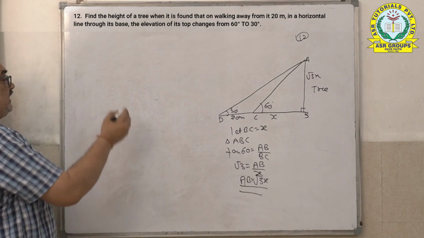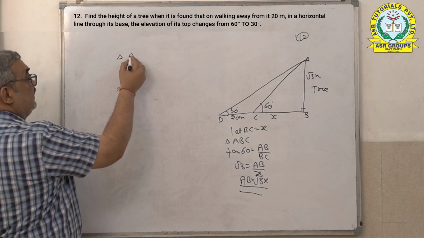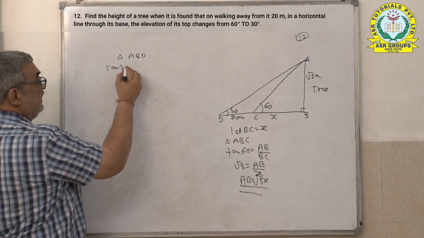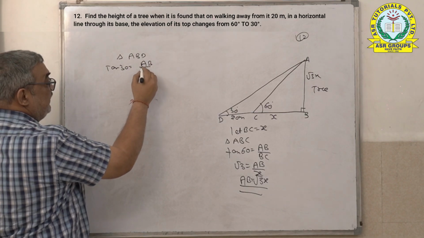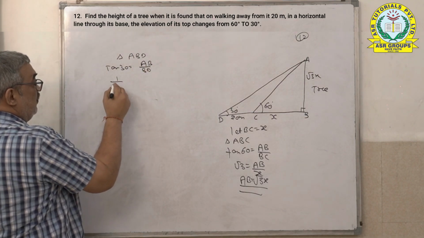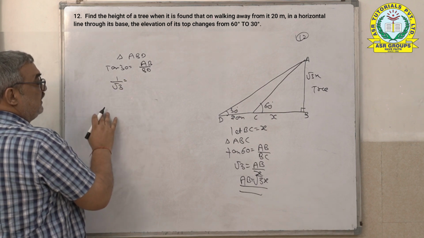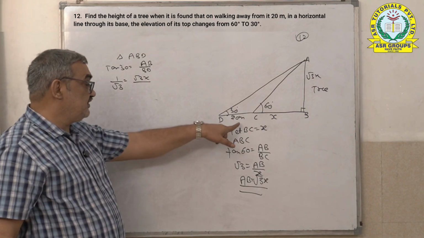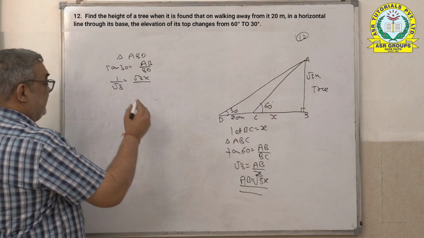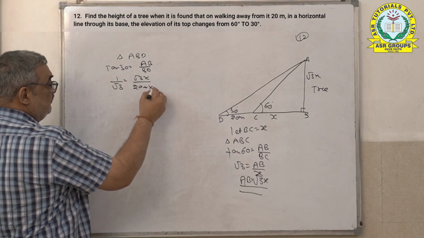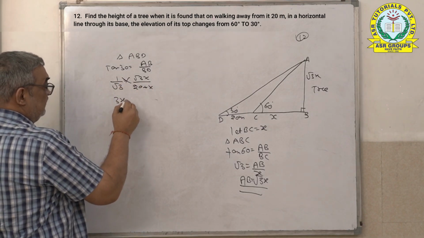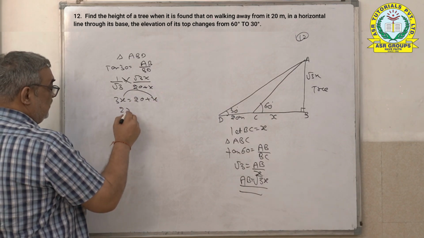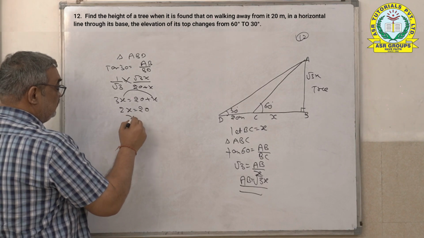Now take triangle ABD. Tan 30 is AB upon BD, that is 1 over root 3. AB is root 3x. BD is how much? 20 plus x. Do cross multiplication. X bring it here. So x equal to 10.